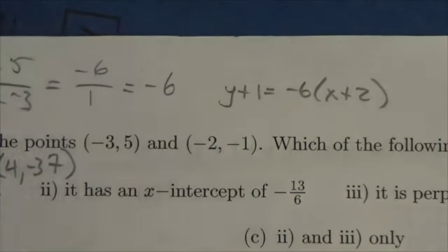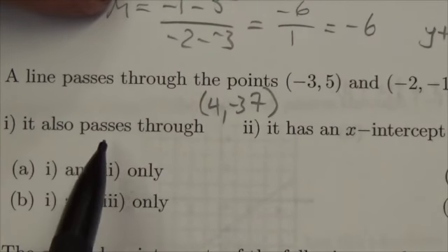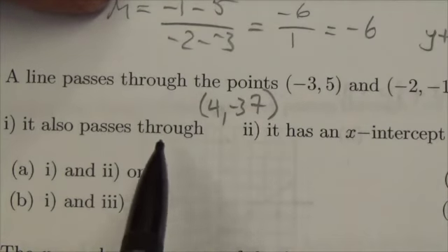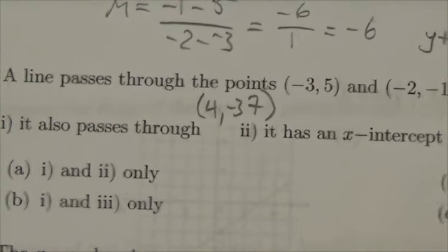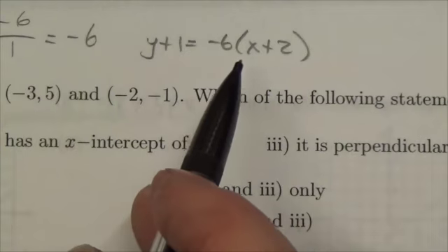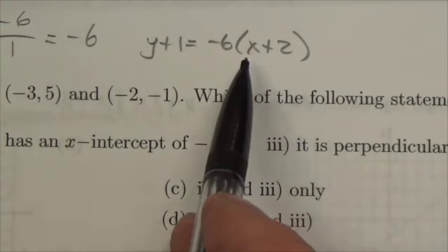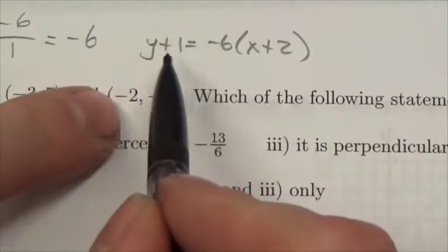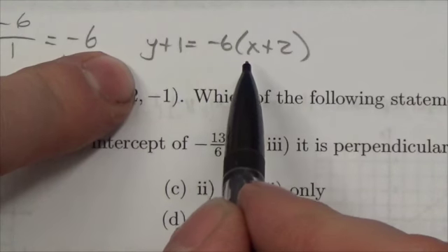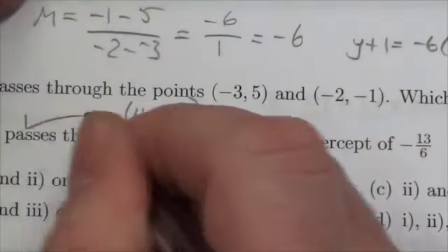Now, at this point, let's take a quick look at the statements. It also passes through the point (4, -37). Let's see if that's true. If I plug 4 into this, 4 plus 2 is going to be 6. 6 times negative 6 will be negative 36, and then if you subtract the 1 from it, you do in fact get negative 37. So actually, yeah, that's true. It does do that.